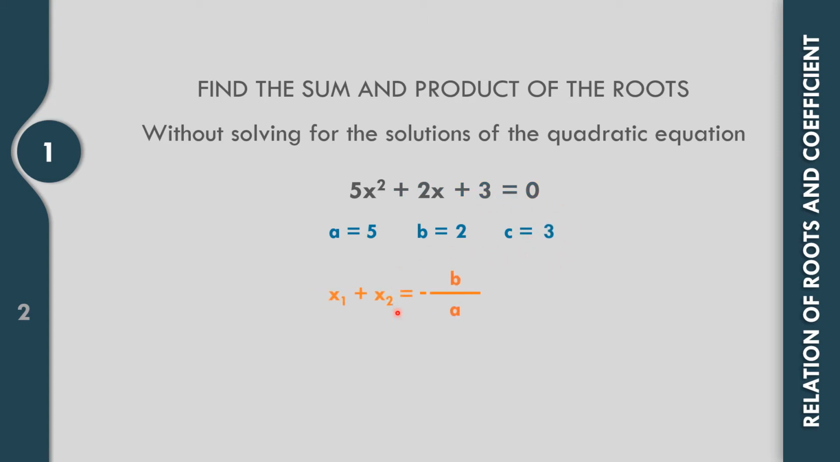The sum of the roots is negative b over a. So copy the negative, and then the numerator b, let us replace 2, and then the denominator 5. So negative 2 over 5. How about the product of the roots? The formula is c over a. So the numerator c, let us replace, is equal to 3, and then a is equal to 5. So the product of the roots is 3 over 5, and the sum of the roots is negative 2 over 5.